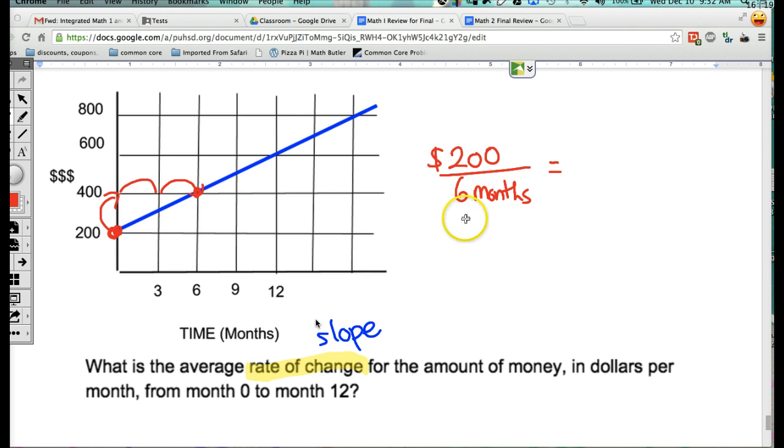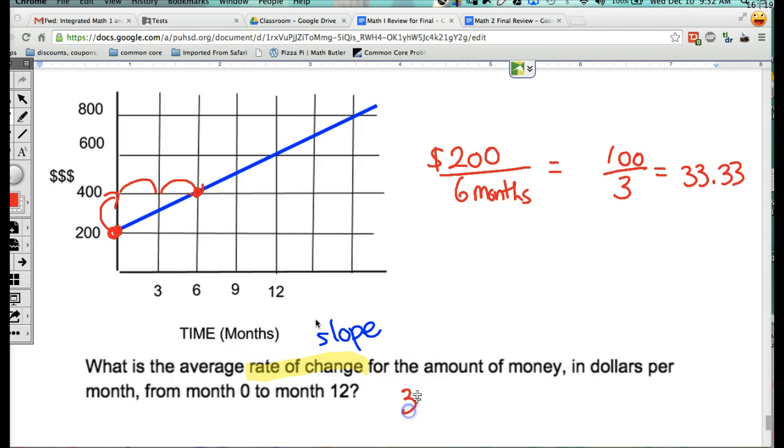Well, let's see. I can simplify by dividing top and bottom by 2. So that's 100 over 3. And if I actually divide this, this is going to be $33.33 per month. So every month, okay, I am making $33.33 at the bank. Okay, so in dollars per month, what is the average rate of change?